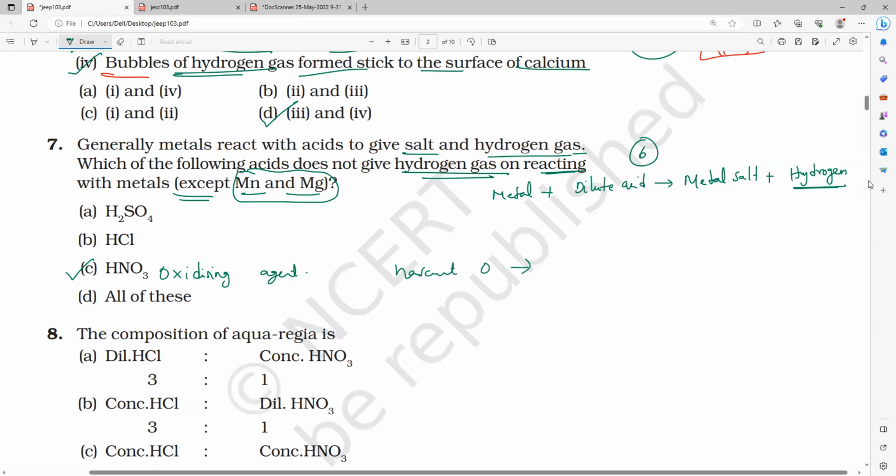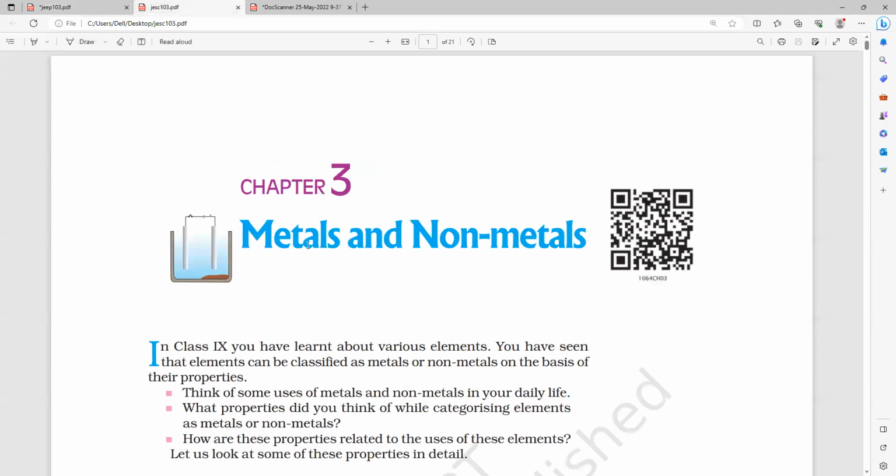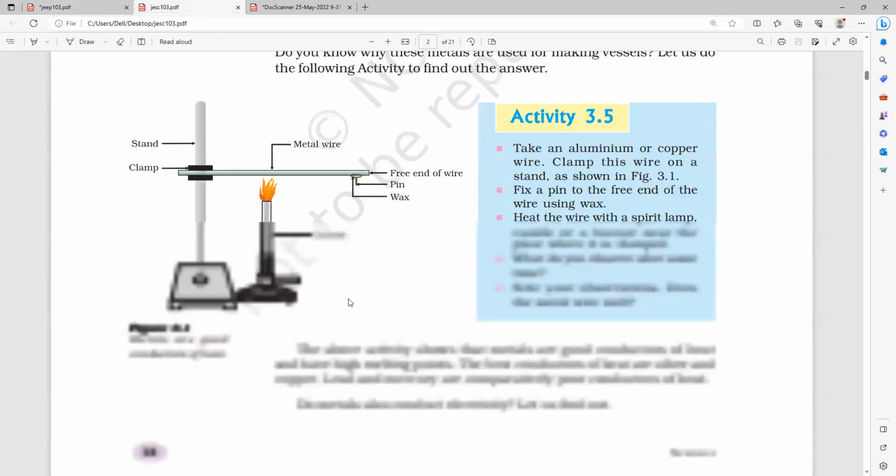So instead of hydrogen gas, it will give you nascent oxygen, and this oxygen oxidizes the hydrogen, so they will form water. That is the reason. So HNO3 will never form hydrogen gas. Only the two metals manganese and magnesium will form hydrogen gas, the most important one. Your book also will show you. That is what happens when we are not studying anything.